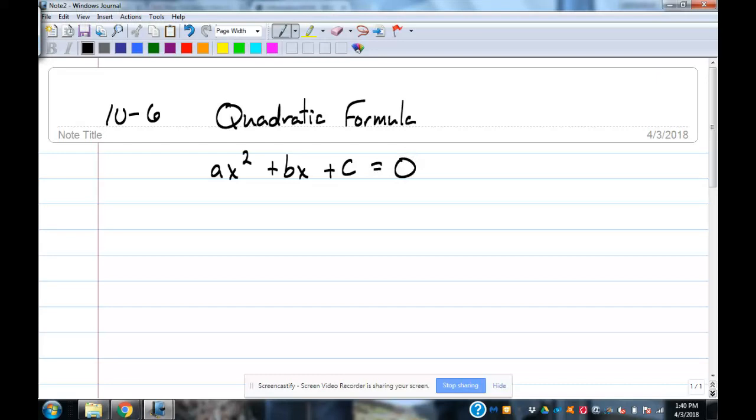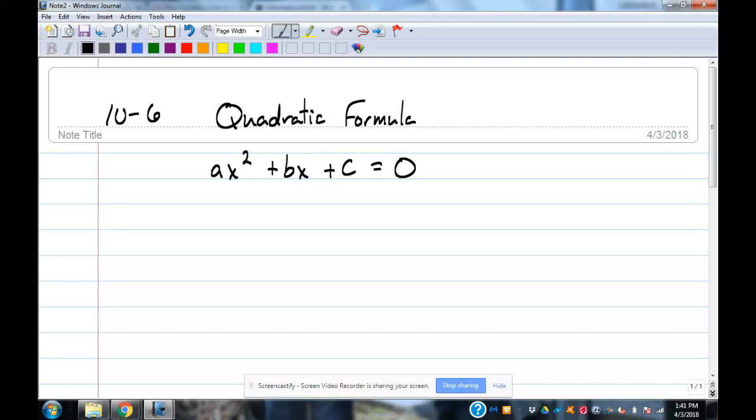Y'all remember doing the x method for factoring? That was one way we solved these. This is a different way. It's a formula that you just plug into, and it works whether the problem factors or not. Factoring is great as long as the numbers are right. If it doesn't factor, then we were kind of stuck. This is the get out of jail card: if it won't factor, you can use this.